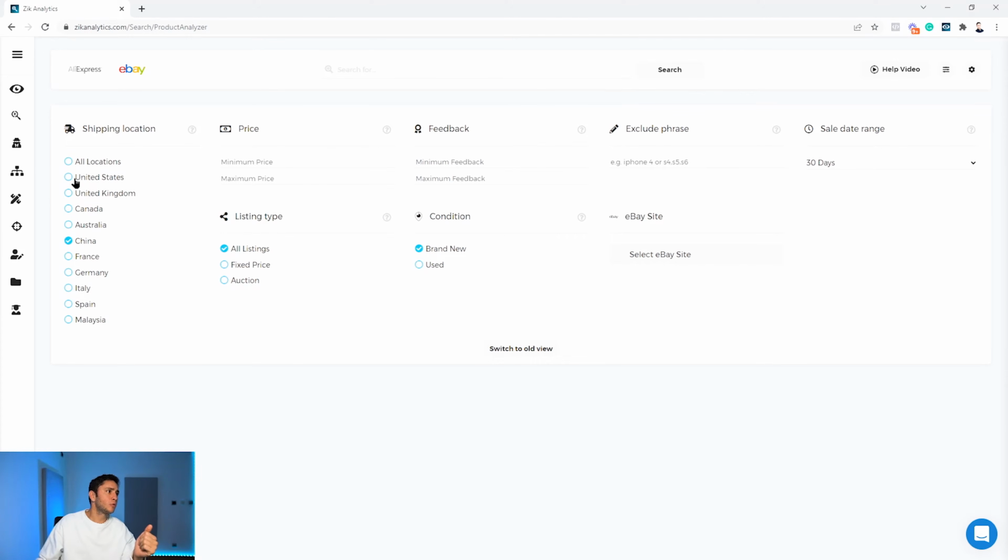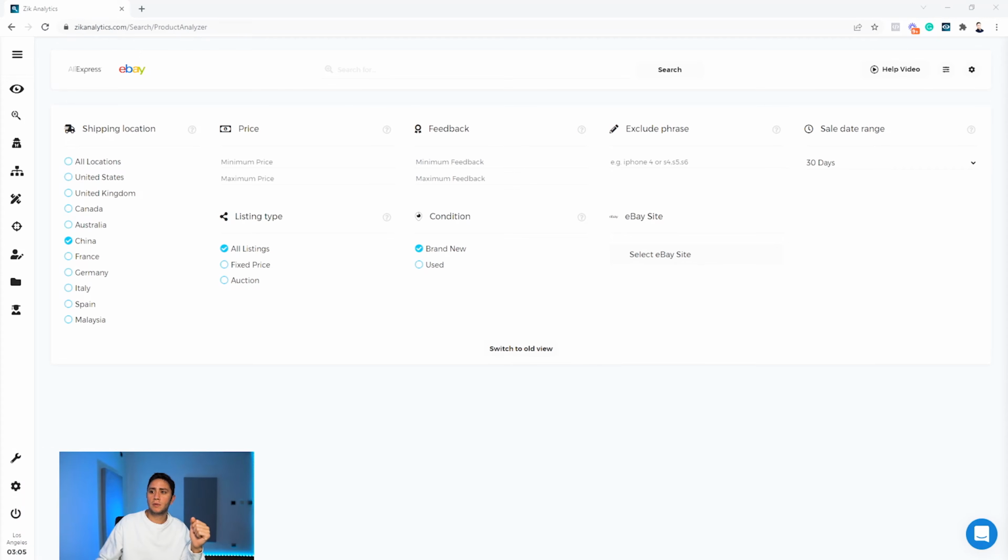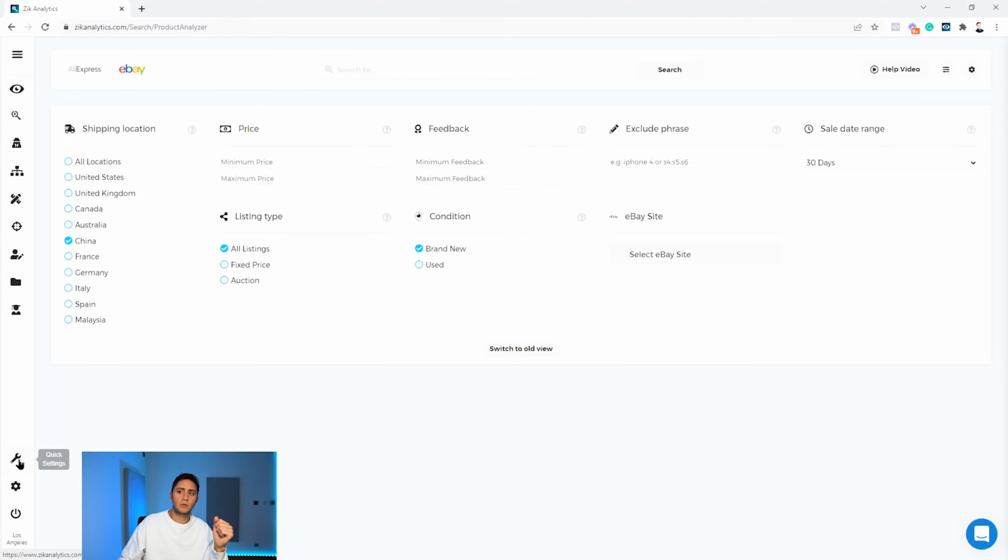So I'm going to show you how I'm going to use the product research and the category research to find niche ideas. So step one will be to set up the settings. So we'll click here on quick settings. It's under my camera, you probably don't see it. I just move it here, so it's here as you can see.